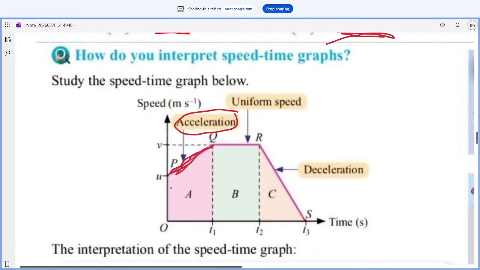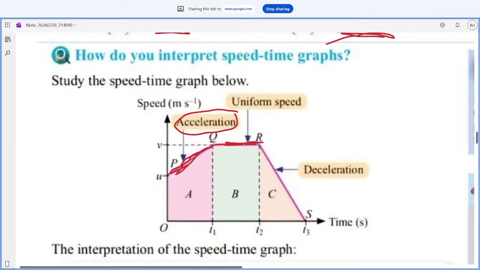Pecutan malar. Velocity, guys, what's happening? May I know? Over here, PQ. Laju kamu macam mana? Increasing or decreasing? Yeah, increasing. Okay, increasing velocity. Laju bertambah. Alright. Then we see QR. QR, what is happening, guys? May I know?